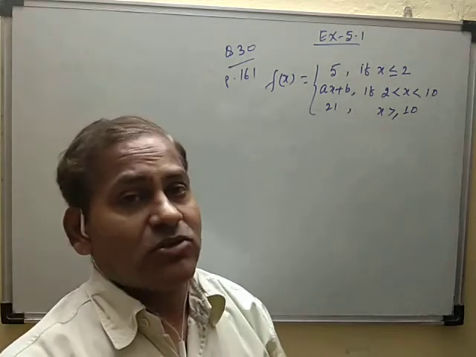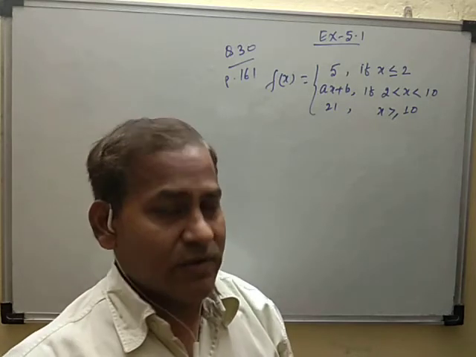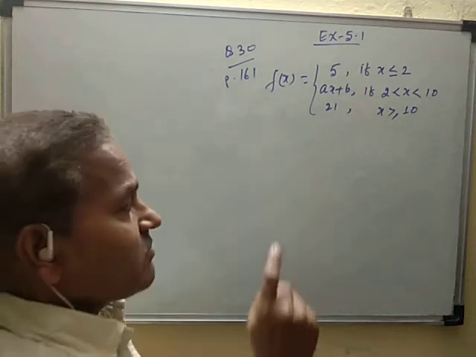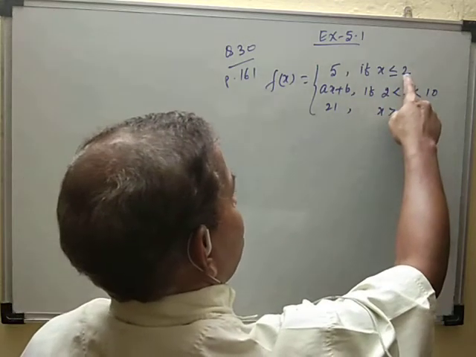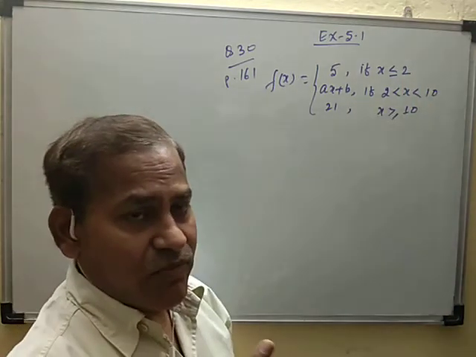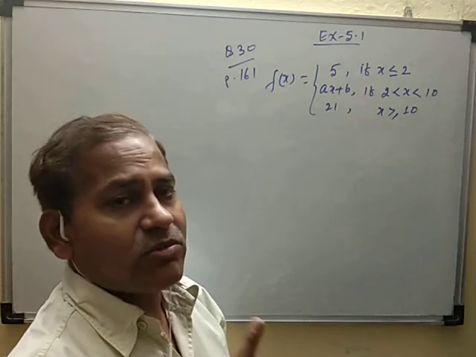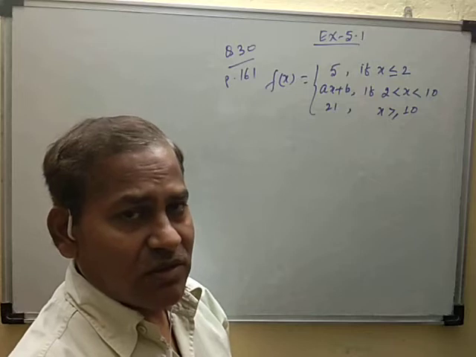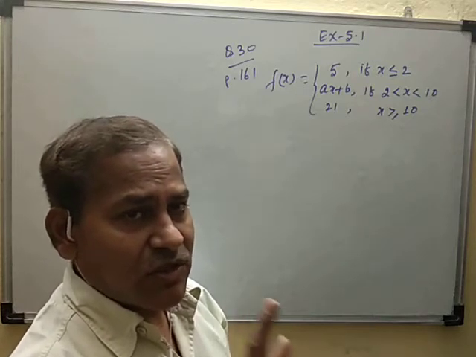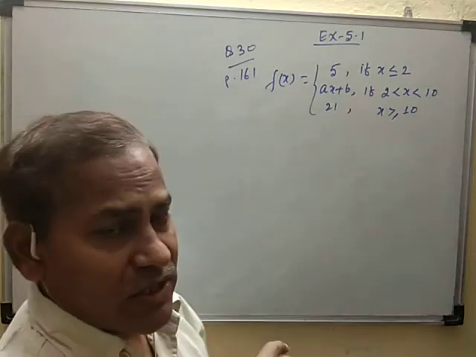So function continuous means it is continuous everywhere. So it is continuous everywhere means it is continuous at x equal to 2 and x equal to 10 also. Now if the function is continuous at every point of the domain of the given function, then you check that the function is continuous at the turning point. You have to check at the turning point.